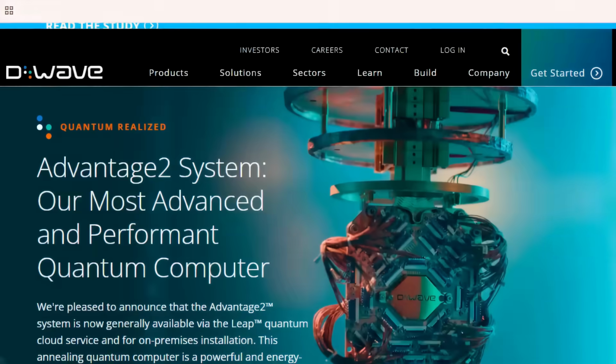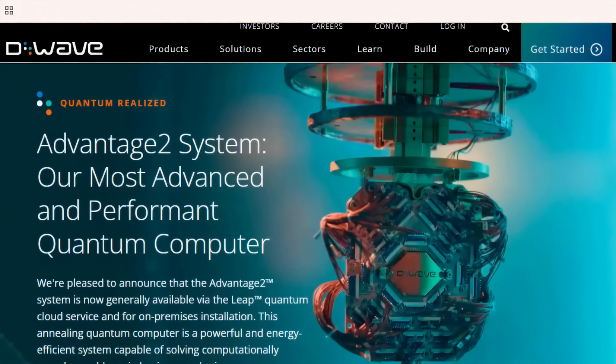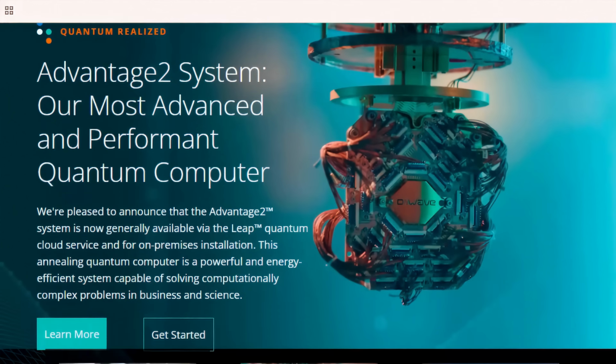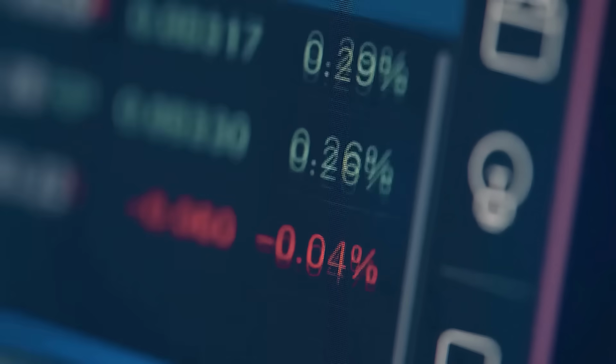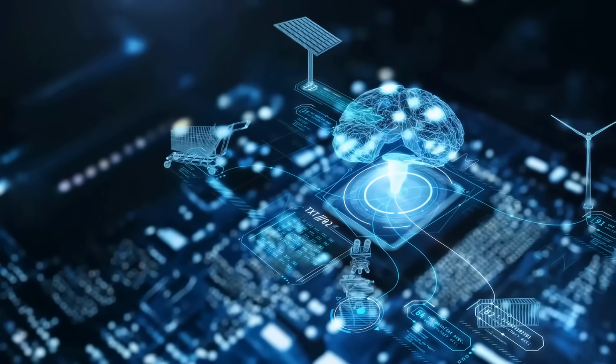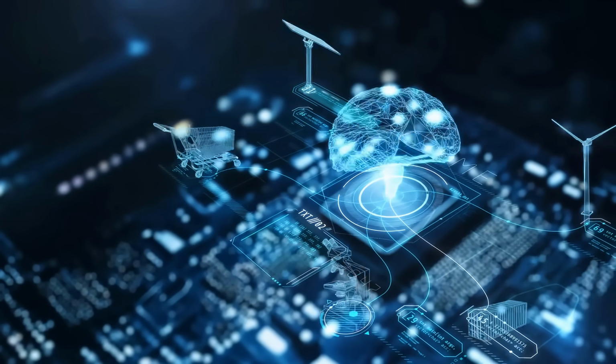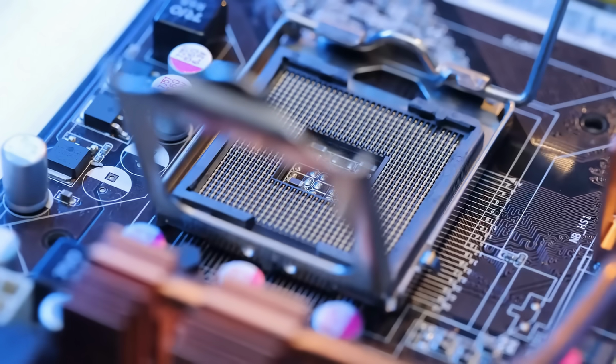D-Wave has been rolling out its new Advantage 2 system, and it's starting to make waves globally. In fact, APAC bookings jumped 83% thanks to early deployments and strong demand from conferences and enterprise partnerships. That's proof that their technology is gaining real traction outside the lab.